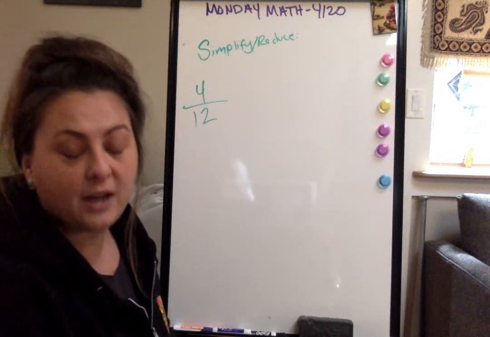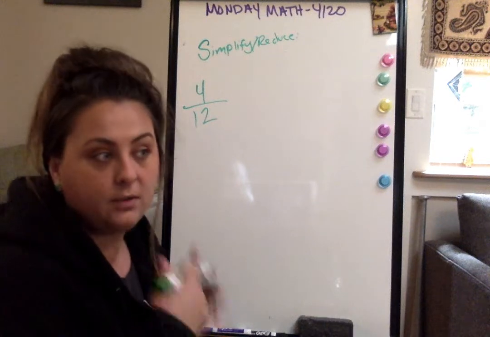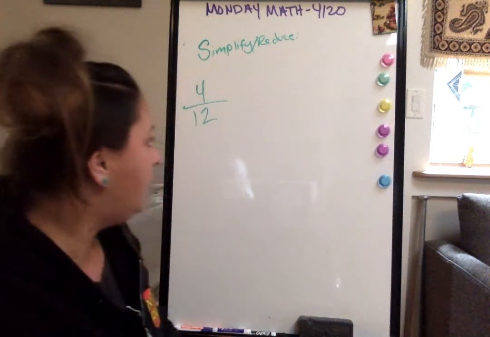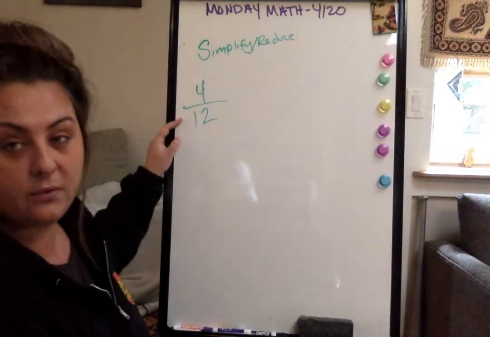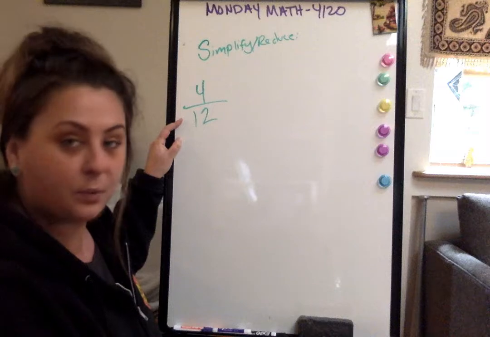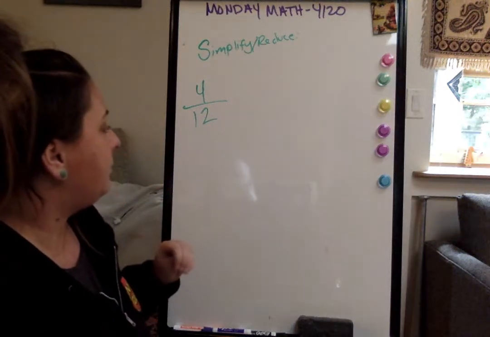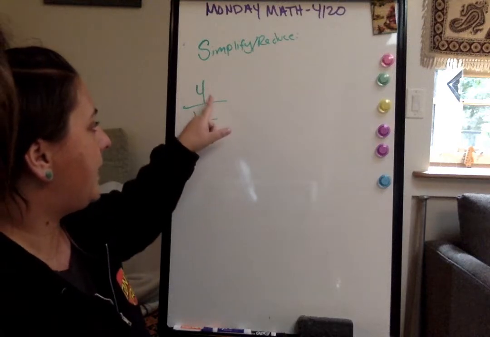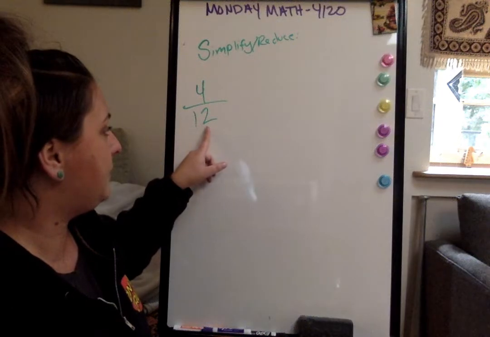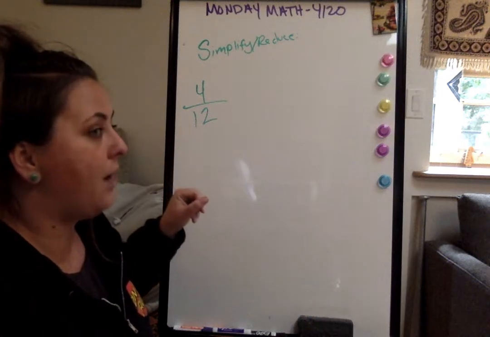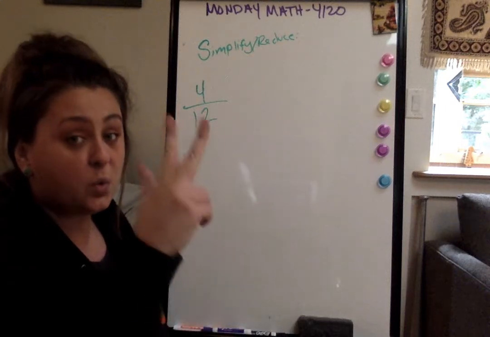Simplify and reduce mean the same things. They want you to do the same thing. So you want to find a number that will divide into both of these evenly without a remainder. There's a couple ways you can go about it. I know that 4 will go into 4, and so I have to figure out, will 4 go into 12? So 4, 8, 12.